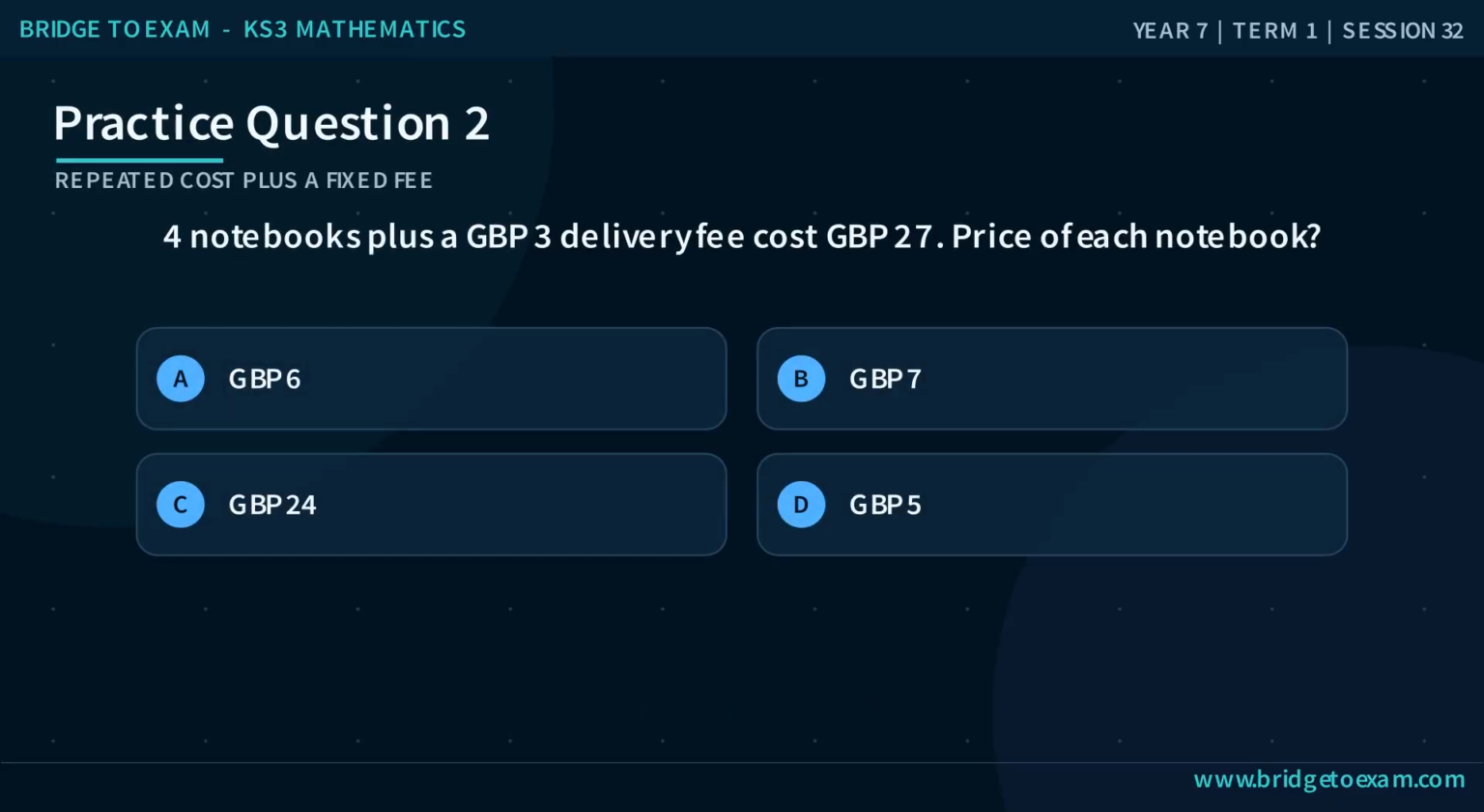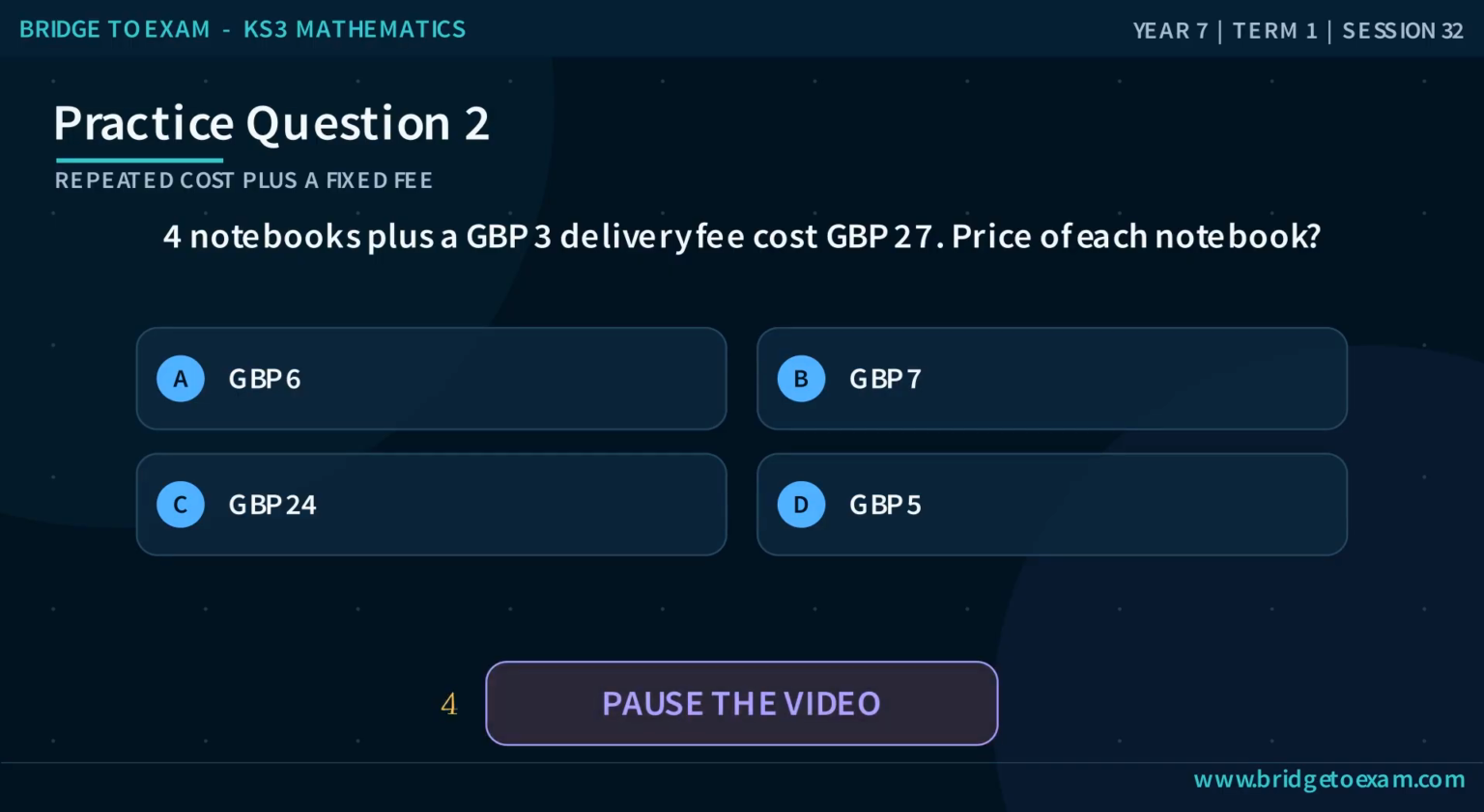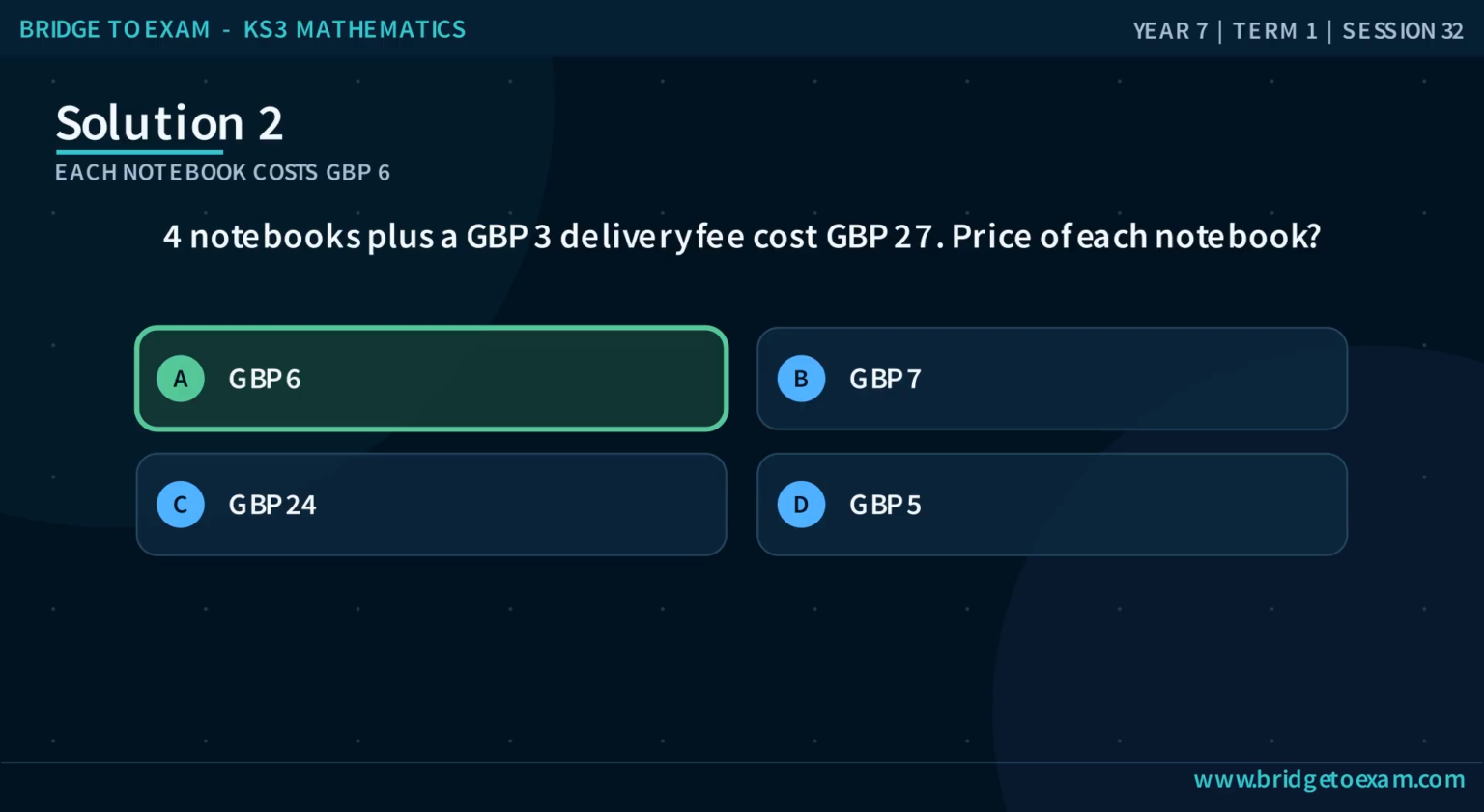Practice question 2. 4 identical notebooks plus a £3 delivery fee cost £27. What is each notebook's price? Option A is £6. Option B is £7. Option C is £24. Option D is £5. Pause. Let n be one notebook's price and form the total cost equation. Option A is correct. Each notebook costs £6. 4n plus 3 equals 27. Subtract 3 to get 4n equals 24, then divide by 4.